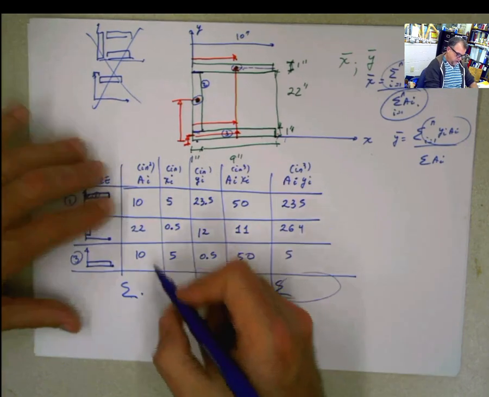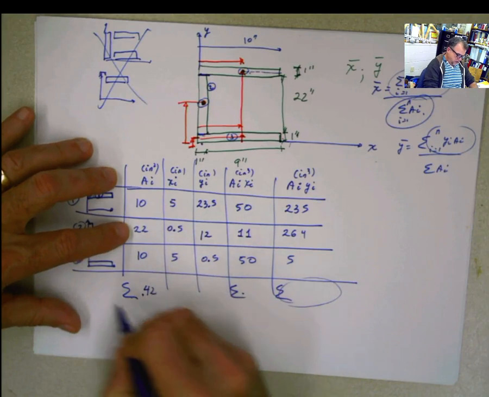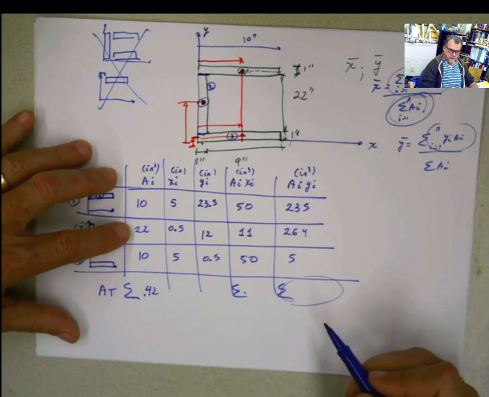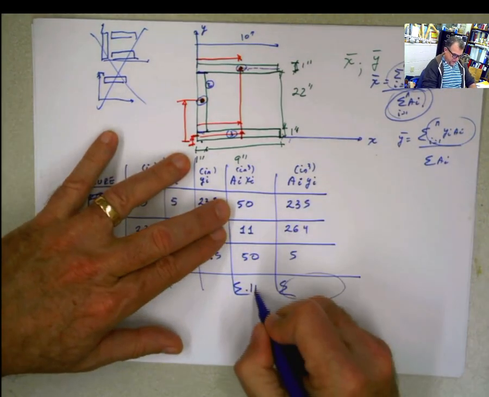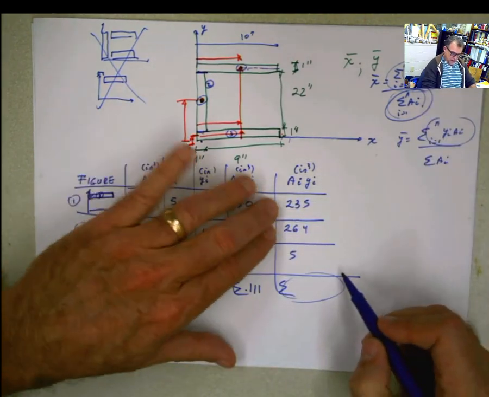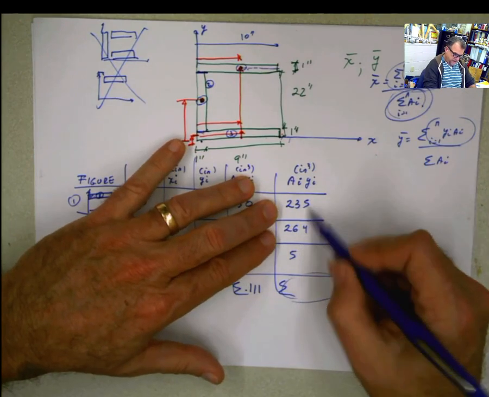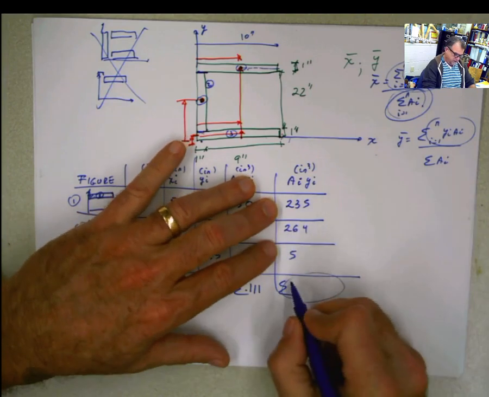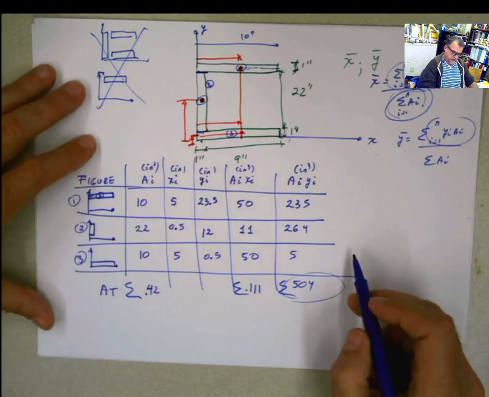Do the summation. 10 plus 10, 20 plus 22, 42. And this is the total area. Total area. And now when you add, this is 50, 100, 111. And this is the summation of AiXi. And when you add these two, 235 plus 5 is 240, 264, 504, and this is the summation of AiYi.